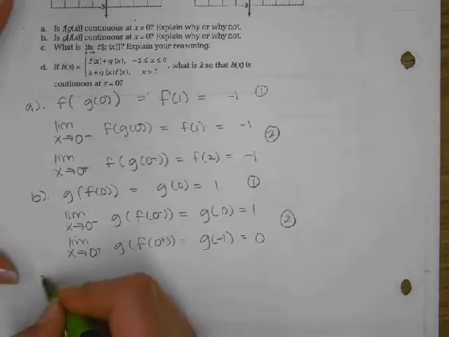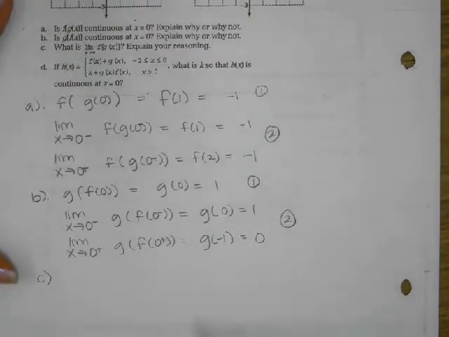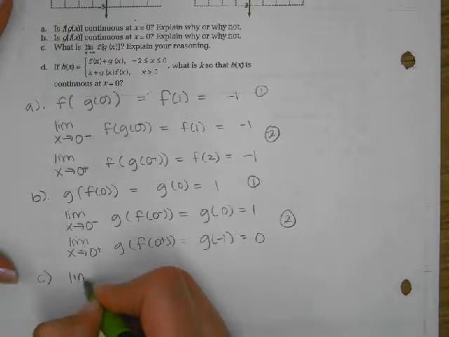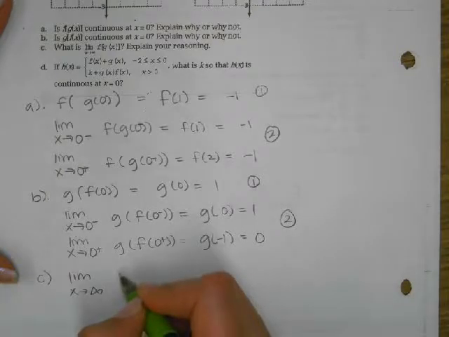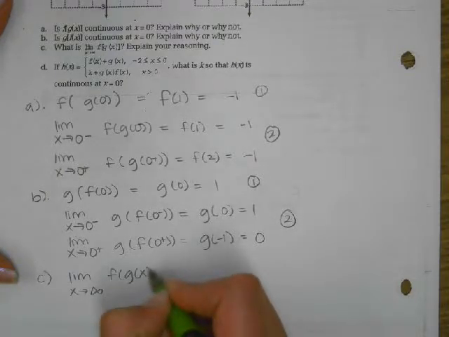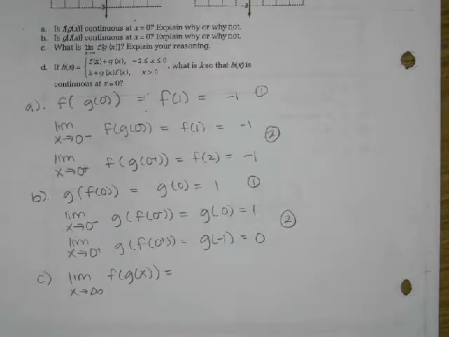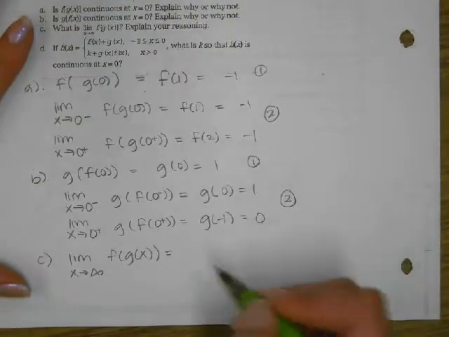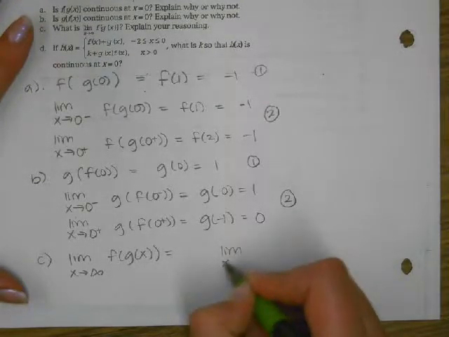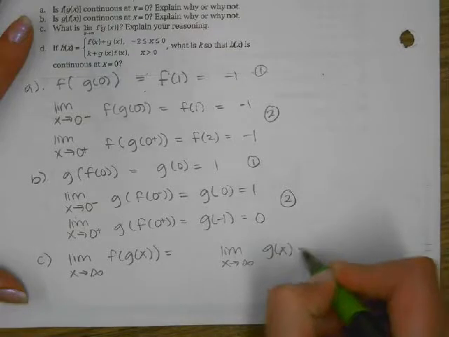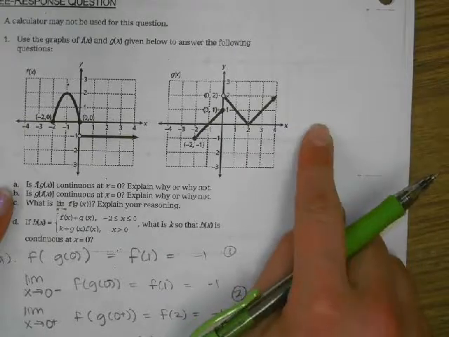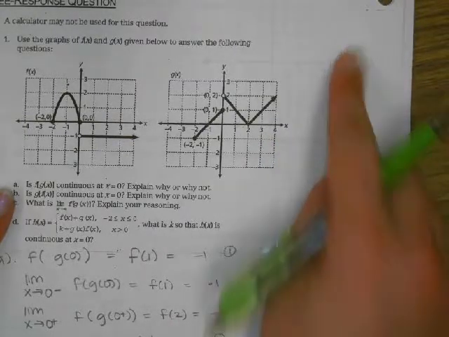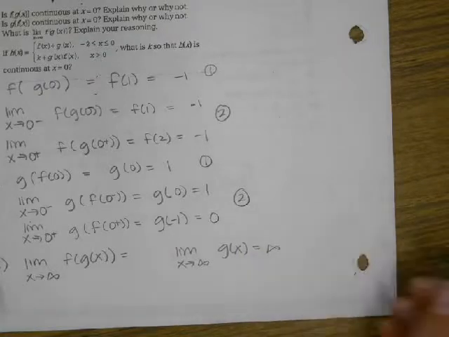All right, C. What is the limit of f of g of x as x goes to infinity? Explain your reasoning. So here I wrote that the limit as x goes to infinity of g of x, if you look over at g of x, as the x gets bigger and bigger, you can see the y-coordinate is getting bigger and bigger. And so I said that that value was infinity.